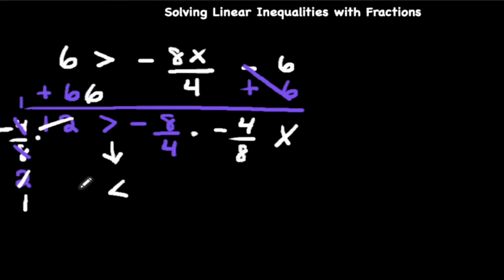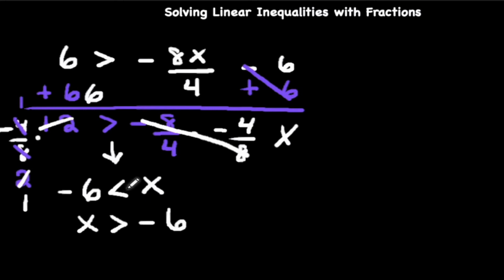So this is negative 6 is less than, and negative 8/4 times negative 4/8 cancels out, x. Okay, so let's go ahead and rewrite it to where our variable is on the left side of the inequality. So this will be x is greater than negative 6. And notice I made sure that I kept the mouth open towards the x. Okay, so that's correct. So our solution here is x is greater than negative 6.